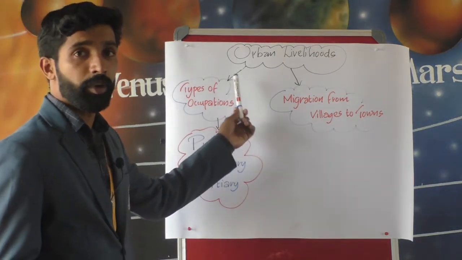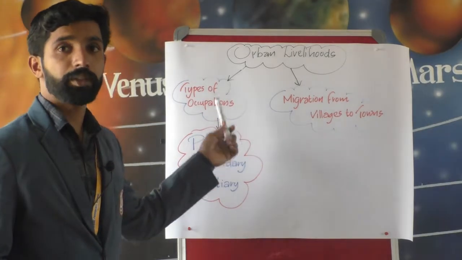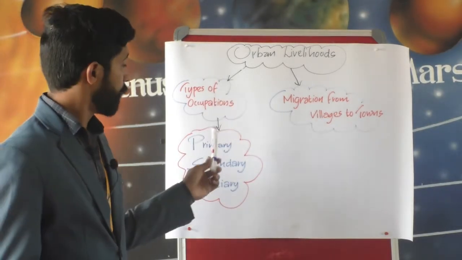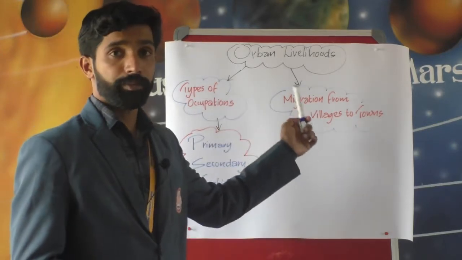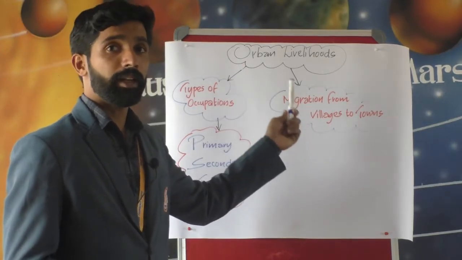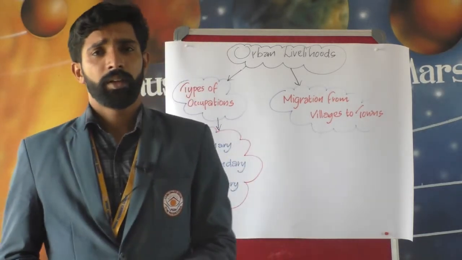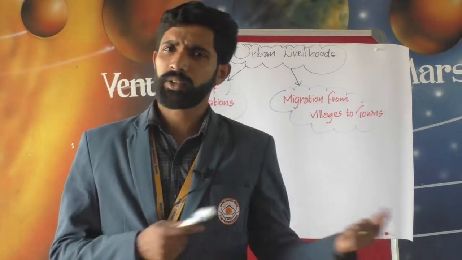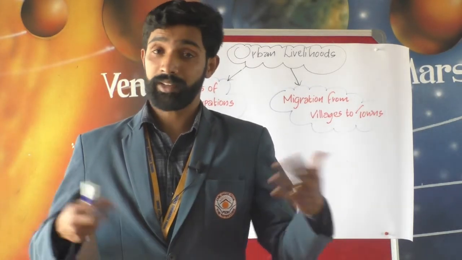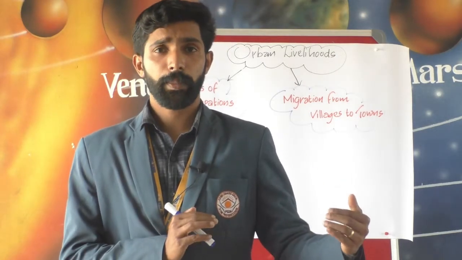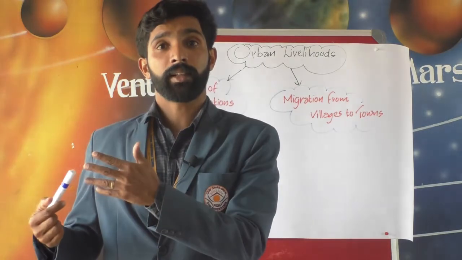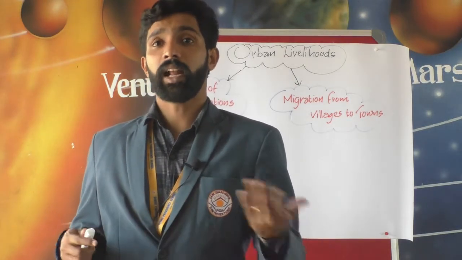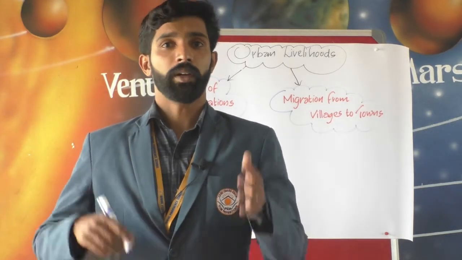In this chapter we are discussing the different types of occupations in urban areas. Then what is the difference between primary, secondary and tertiary occupations? Then why people migrate from rural to urban areas. The needs of urban areas are different from those of rural areas. It's entirely different. While people in rural areas, in villages, earn their livelihood through agriculture, forestry, fishing, etc., people in urban areas earn their livelihood through a variety of other occupations pursued in the urban areas.